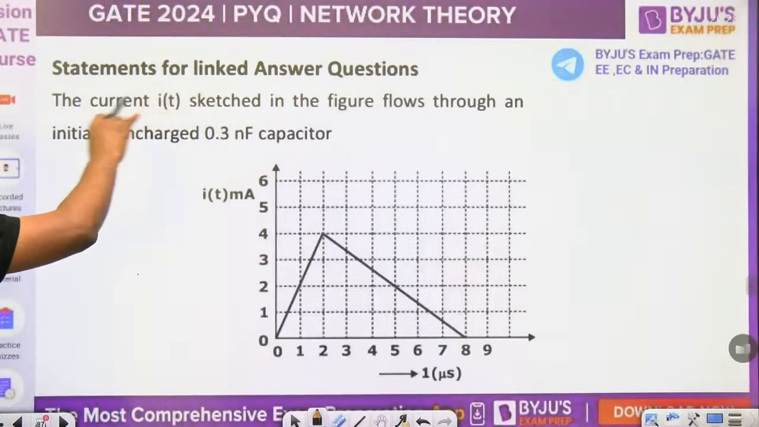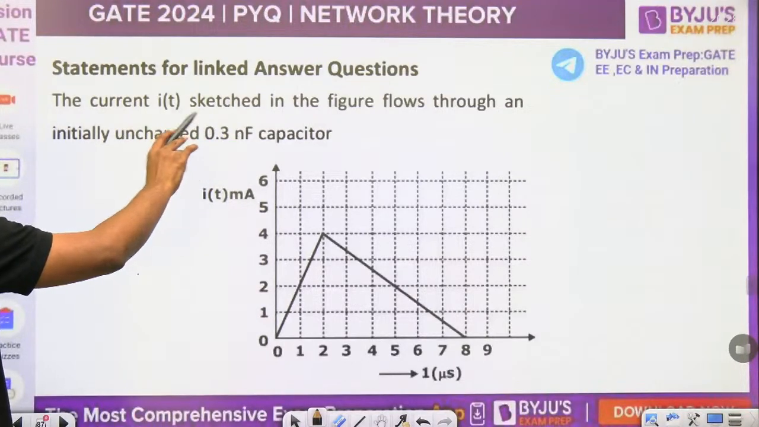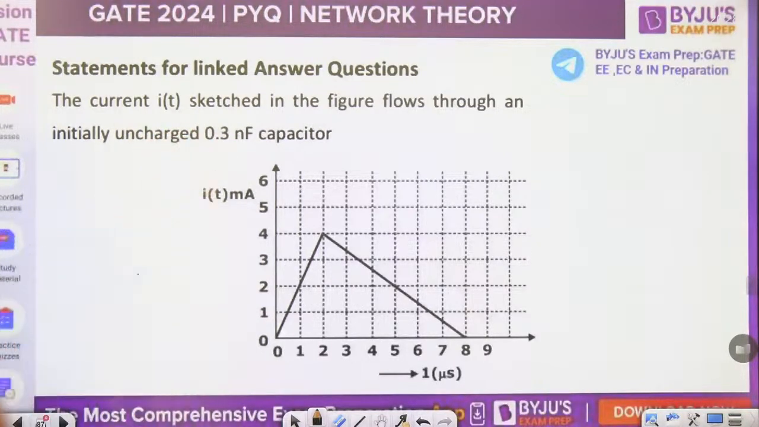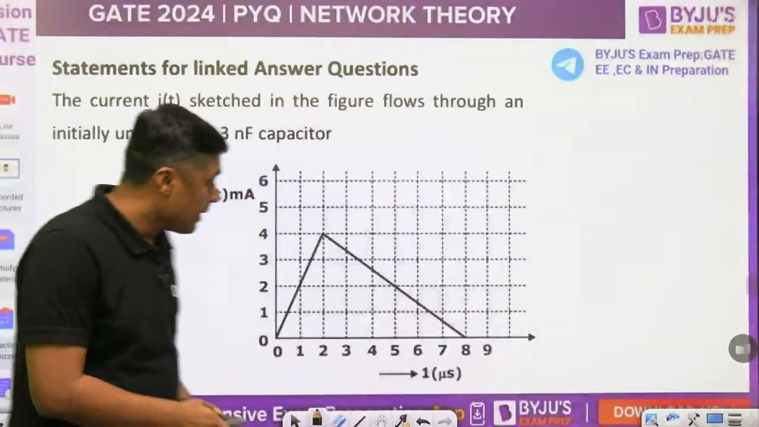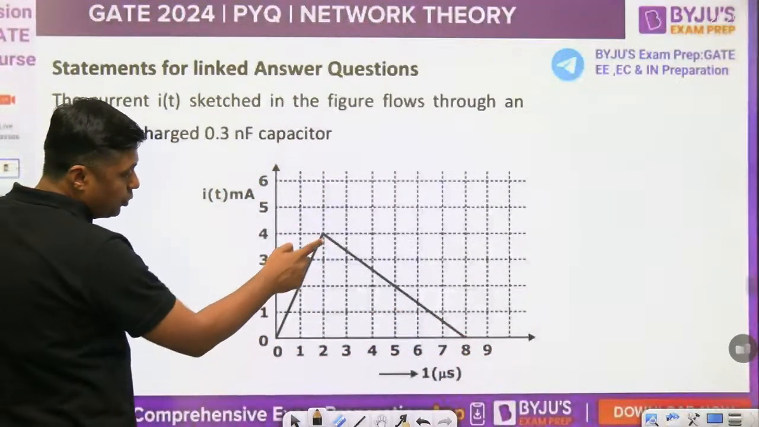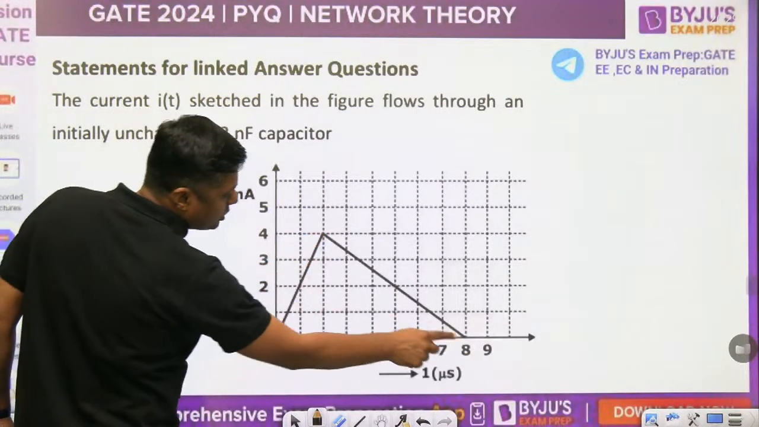Statement for linked answer question. The current i(t) sketched in the figure flows through an initially uncharged 0.3 nanofarad capacitor. This is given, it is visible to you. First of all, it will increase from 0 to 4. Then it decreases from 4 towards 0 over this duration.